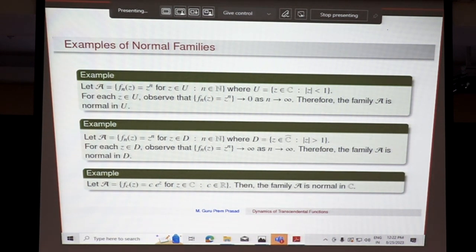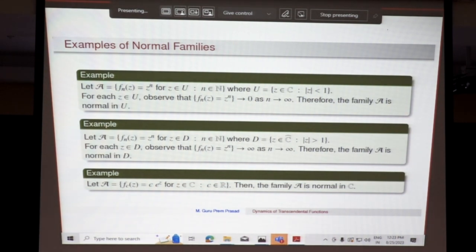If c_n is a bounded sequence, then it will have a convergent subsequence by the Bolzano-Weierstrass theorem for real numbers. Suppose that c_n is not bounded, it's an unbounded sequence, then obviously it will tend to infinity. So that sequence of functions will converge to infinity. So this family is normal at all points of C.